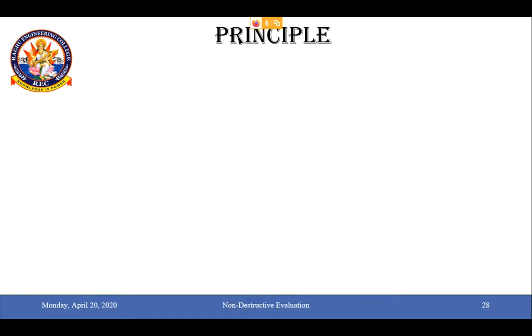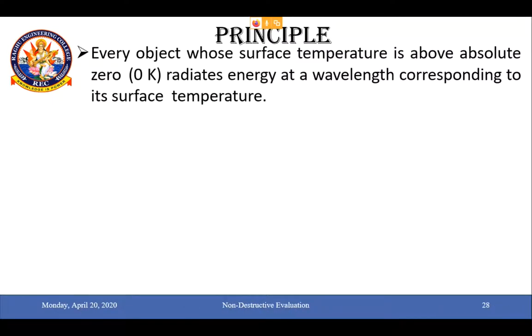He has asked, is there any video to explain the principle of thermography? Okay, I have a video. I'll just play it. And before that, let me quickly revise the principle so that everybody would be able to understand it. Every object whose surface temperature is above absolute zero, I told you in the previous class also, that refers to zero Kelvin, which is -273.15 centigrade, radiates energy at a wavelength corresponding to its surface temperature.